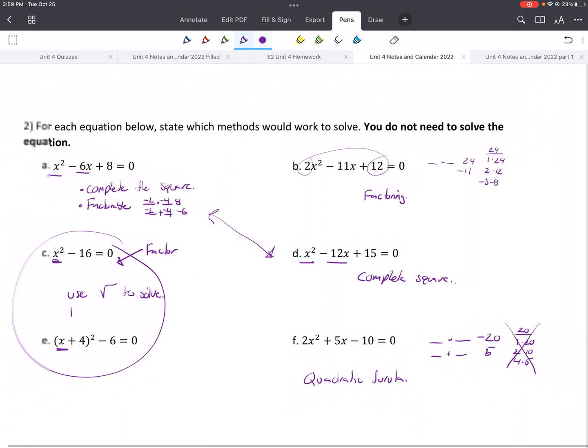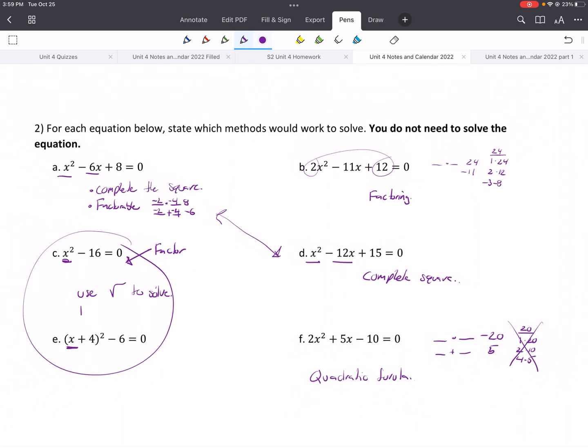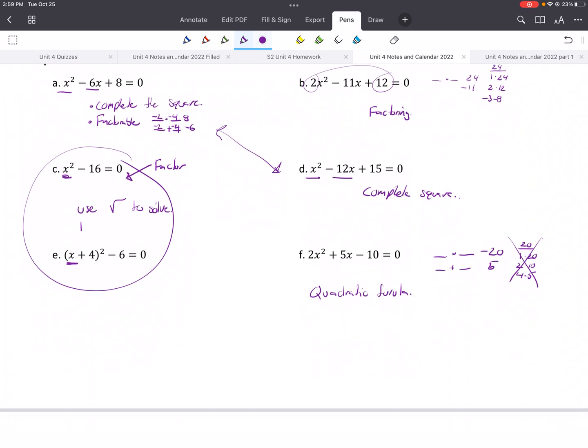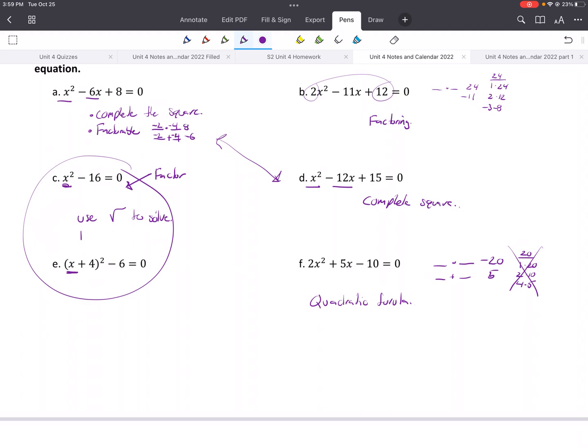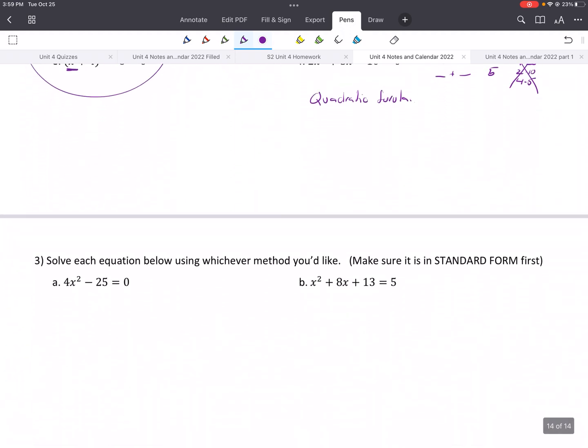Okay, so I think that's basically it. So again, you'll have something like that on the homework. You don't need to solve them, just write down the things that are possible. And again, I know quadratic goes for everything, so you could write quadratic for all of them, but make sure what's most important is the ones that aren't quadratic formula, because that's what makes you think.